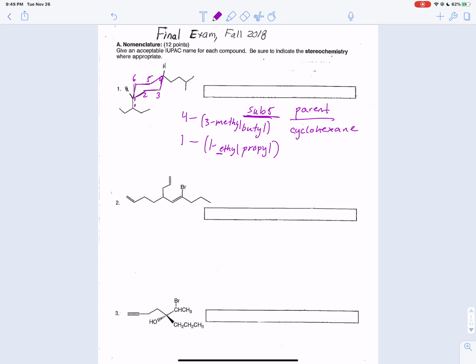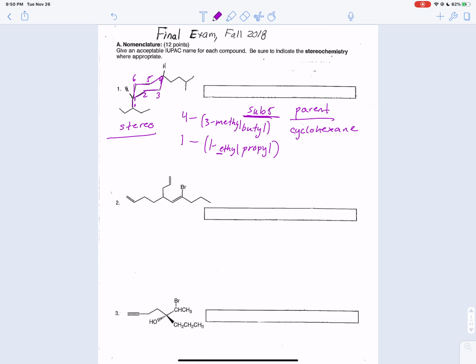What's the last thing? We've got parent, subs, and then our last title needs to be stereo, right? Because we have a ring, what we want to care about is the direction of those groups, up or down. They're both going down. Yes, one is equatorial, one is axial. That does not matter. What matters is what is up and what is down, okay? So they're both going down.